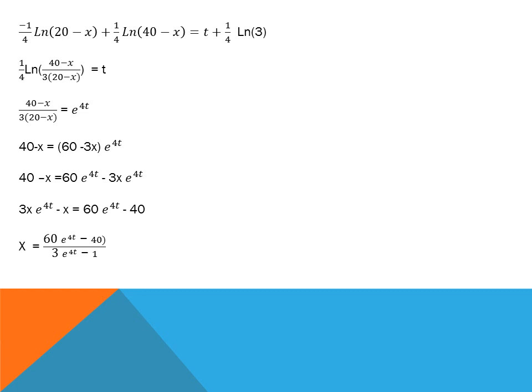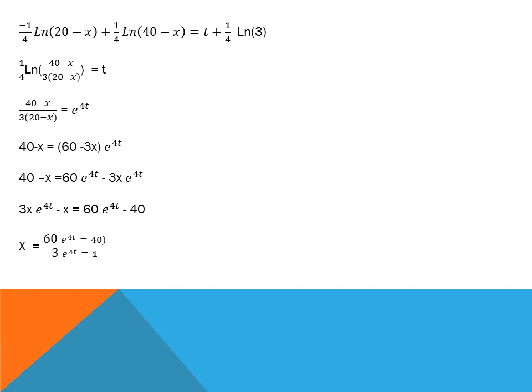I take 3 and 20 minus x in the denominator because these are two negative values. In log, negative should be divided and positive should be multiplied. The base of ln is always e. I change the ln form into index form. So 40 minus x over 3 into 20 minus x is equal to e power 4t.